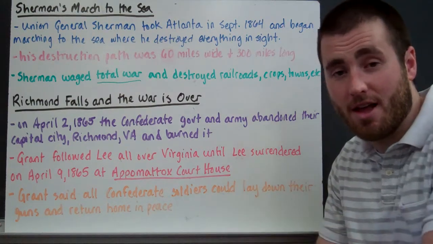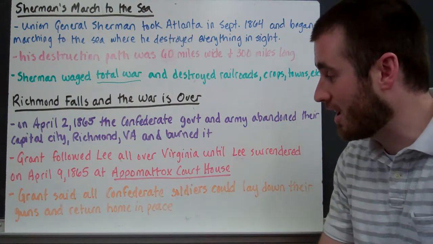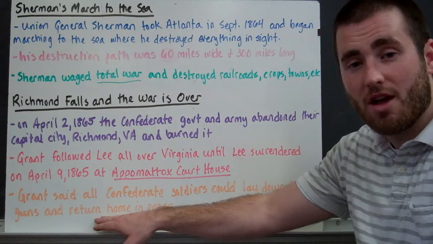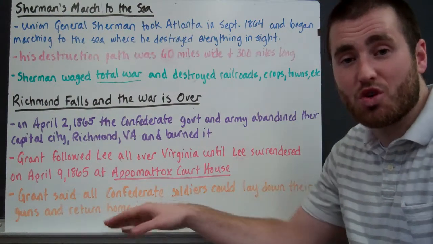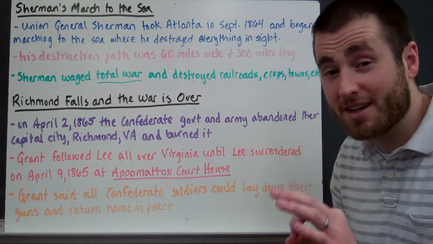And he even fed the Confederate soldiers who were starving, because remember, we were trying to strangle them and not give them anything. So the way Grant ended this war and the way Lincoln wanted Grant to end this war sets up for how we're going to try to heal the nation.